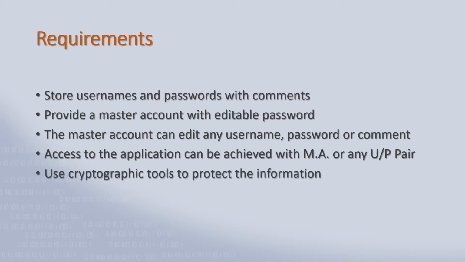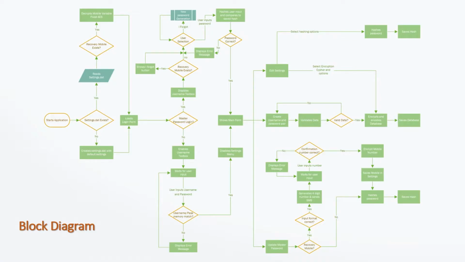The information must be protected, so we used encryption and hashing, allowing the user to select among multiple ciphers in both cases. When the software is executed, it will search for a configuration file called settings.dat. If the file exists, it will look for a recovery mobile number, decrypt it and load it with the rest of the settings into a class in RAM memory.